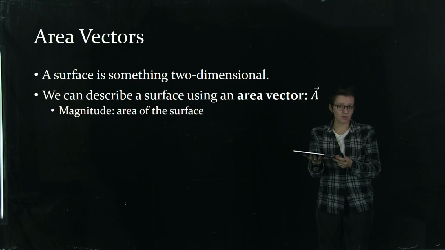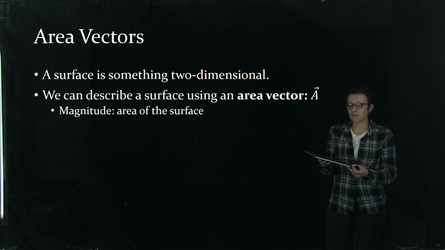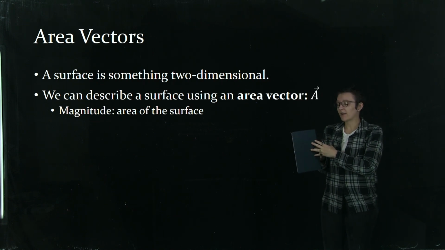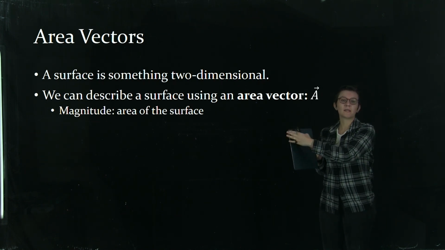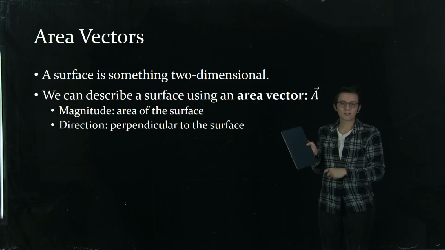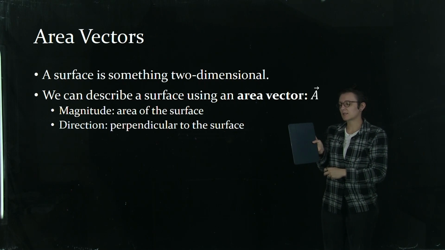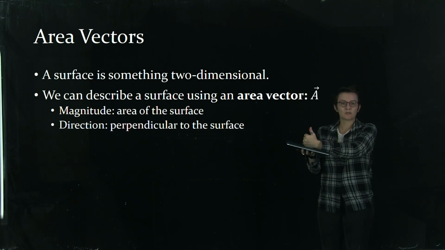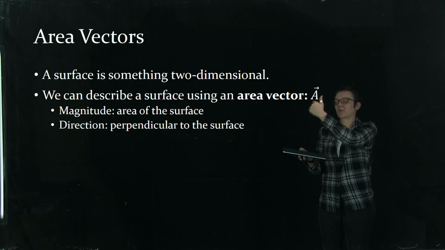It's a vector, so it has a magnitude and a direction. If we have a nice simple surface like this, the magnitude of the area vector will be the area of the surface, okay? The direction of that vector is going to be perpendicular to the surface. So if my thumb was my area vector, I would put it something like this. My area vector would be pointing this way.